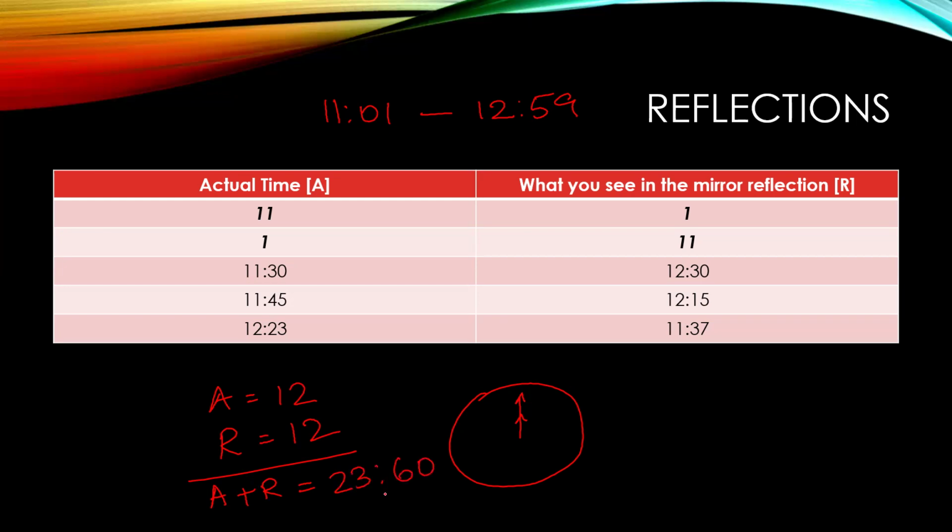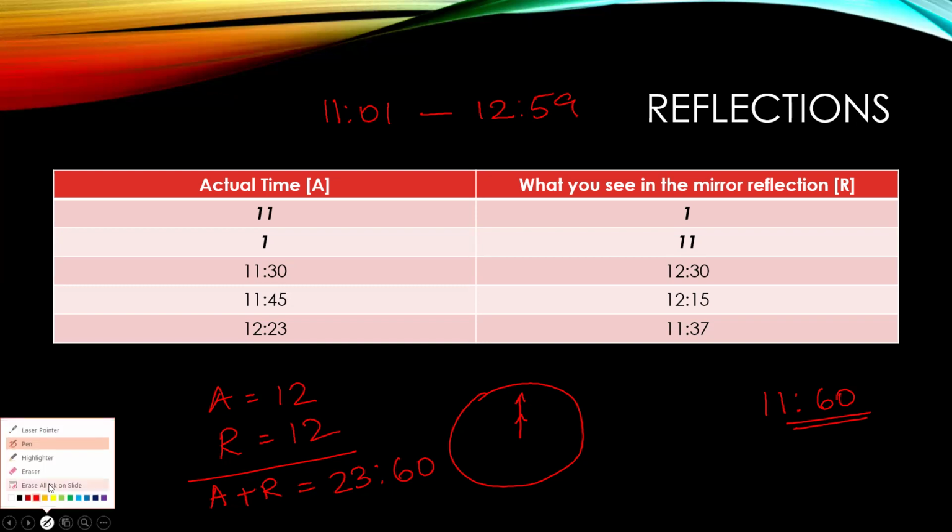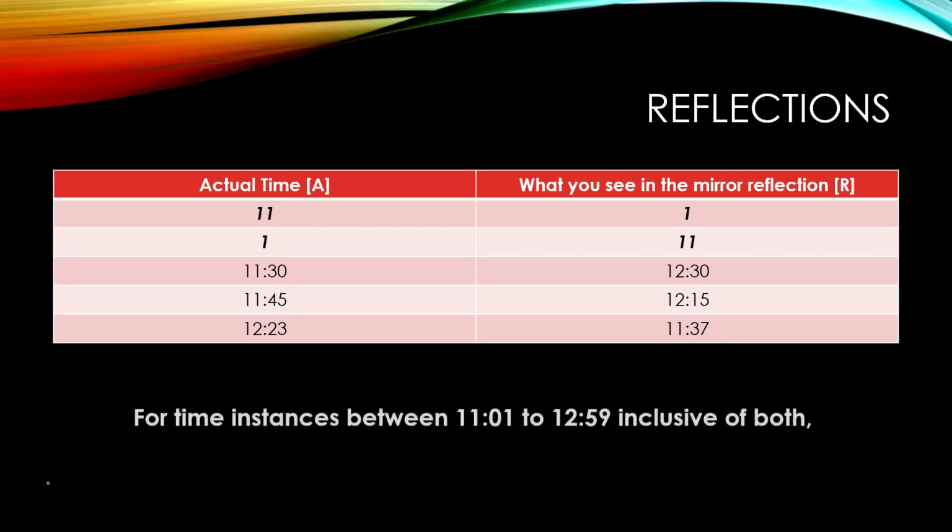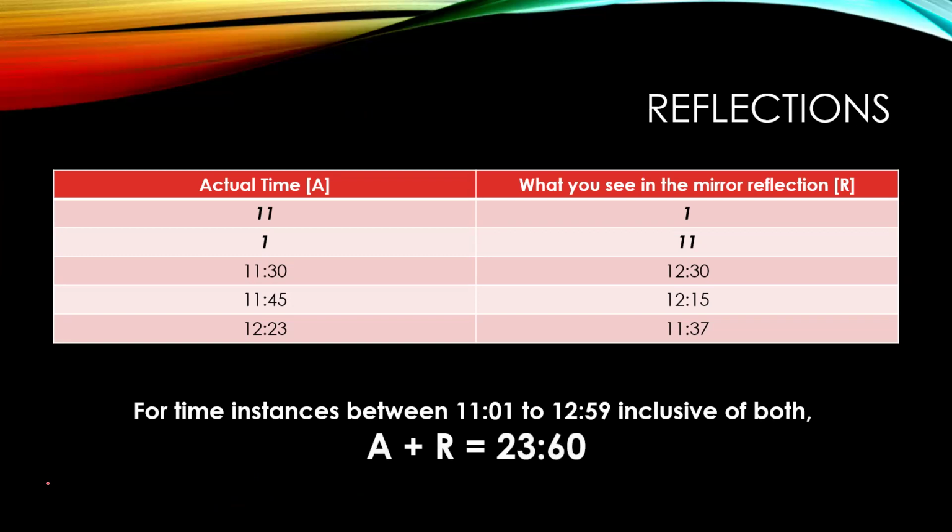Why am I presenting it as 23:60? Why did I present the earlier value as 11:60? That is to consider the minute aspect when some crazy time is given. That is the only logic here. So coming to the point, for this time range from 11:01 to 12:59, inclusive of both, please note A plus R is 23:60. All right. So if the actual time is 12:23, let us consider the reflection that you see as R, which is equal to 23:60. From this, the reflection will be 23:60 minus 12:23, which comes to 11:37. So that is the reflection I have presented here.